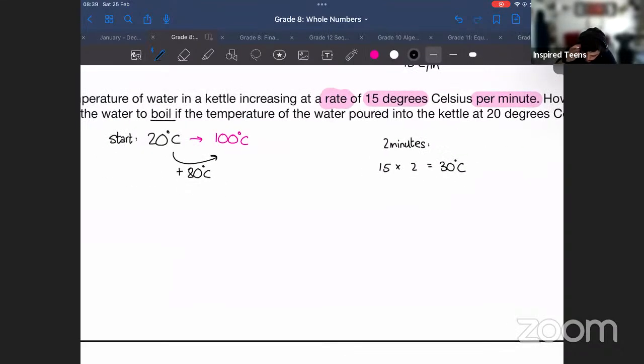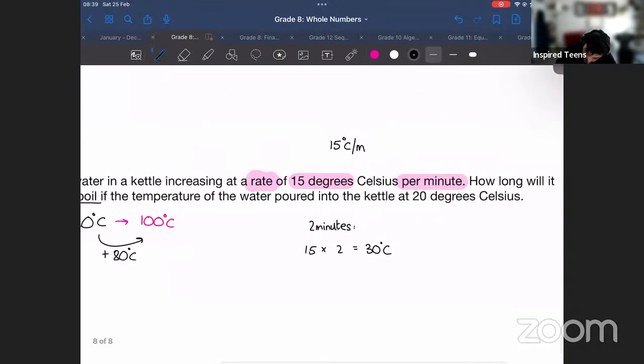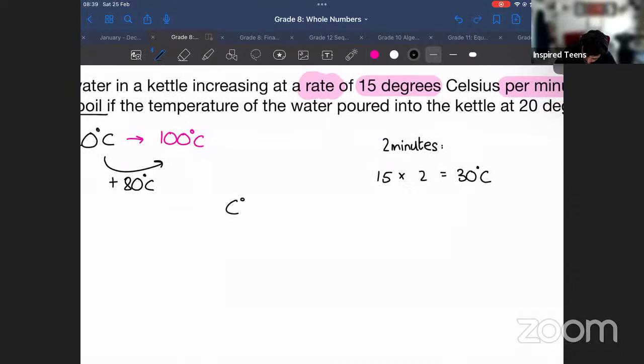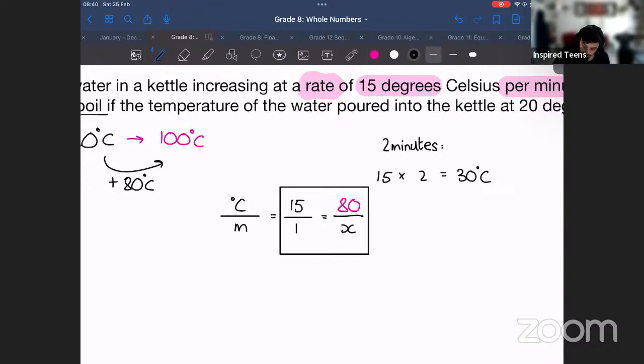Okay, so two ways to approach this. The first is that we know that it's increasing at the rate of 15 degrees Celsius per minute. So remember, degrees Celsius per minute is equal to 15 over 1 minute. And now I can equate this to what I want to increase it by. So I want to increase this to 80 in an X amount of minutes. So we've created the mathematical equation.